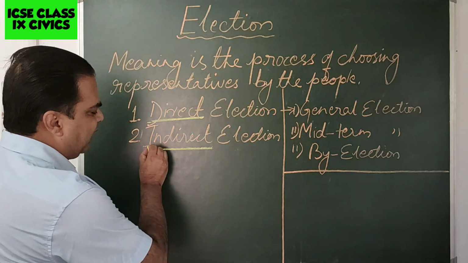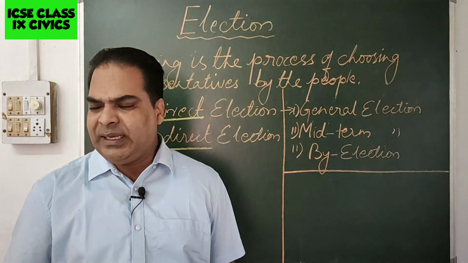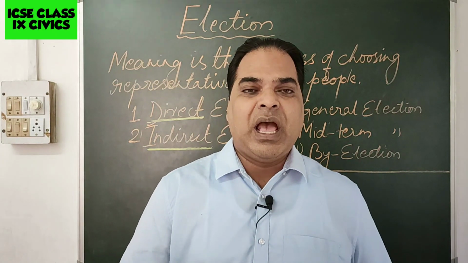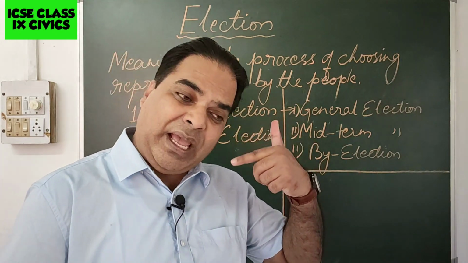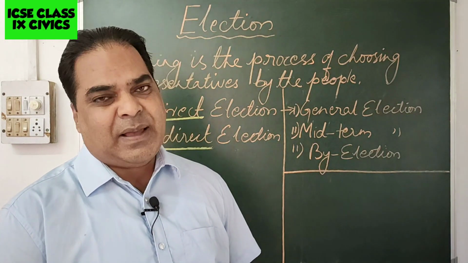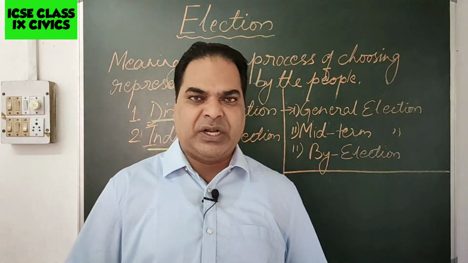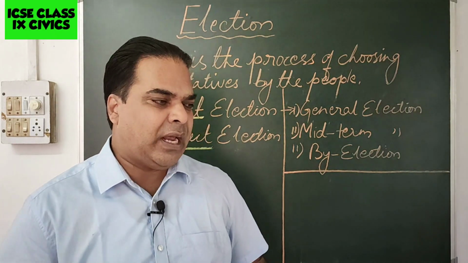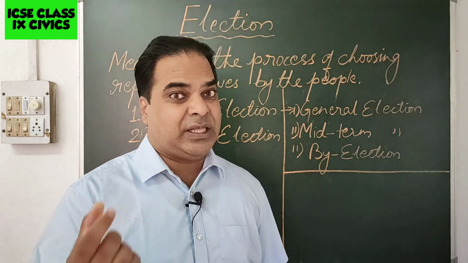Now the other one is indirect election. What is the meaning of indirect? That means we are involved indirectly. Our involvement is there, but in an indirect form. For example, when we elect the president of our country, how does it go? We elect the president of our country, but our involvement is not direct. We are not standing in the queue to cast our vote like we do in the Lok Sabha election or to elect the prime minister of our country.